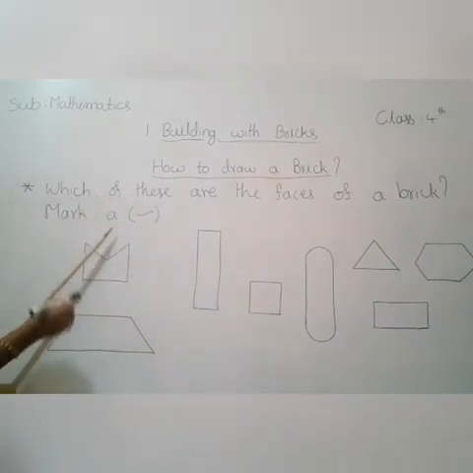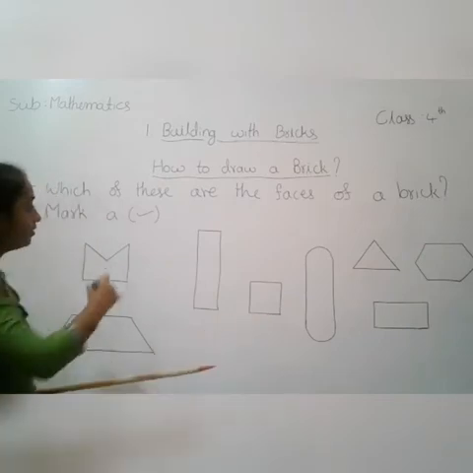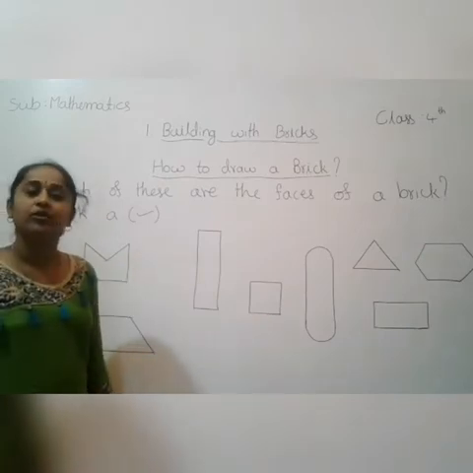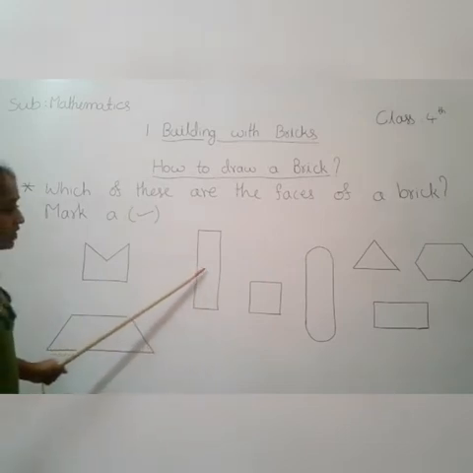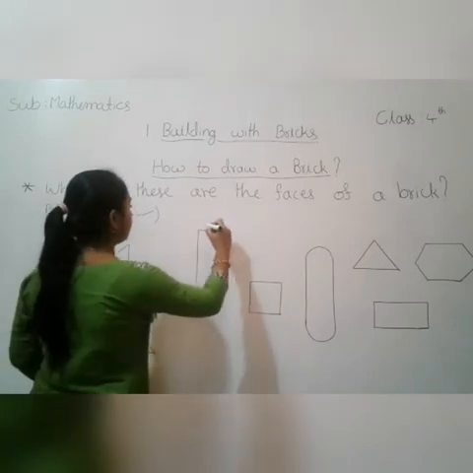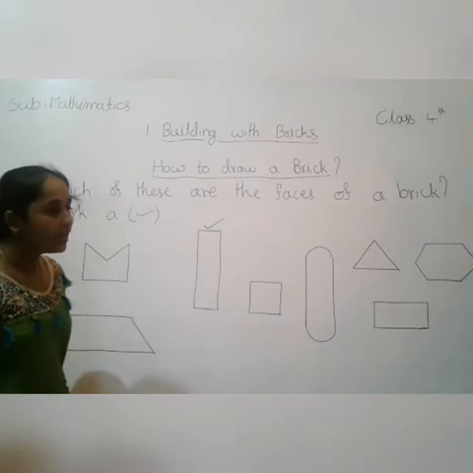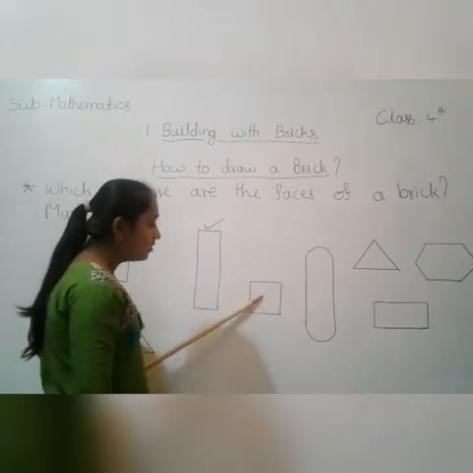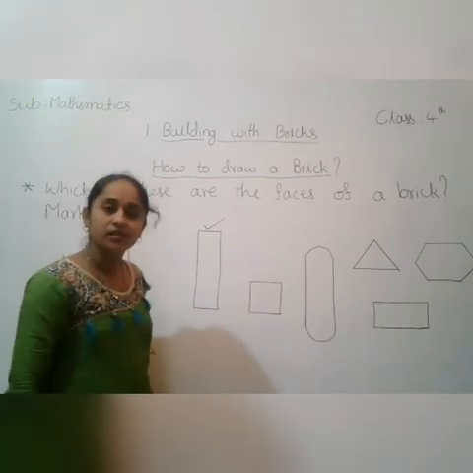Which one has a face of a brick? That one you have to mark with a right mark. Is this like a brick face? No. This one? No. This one? Yes, this is a rectangular shape. So we have to do a right mark. This one is a square. This is not a face of the brick.